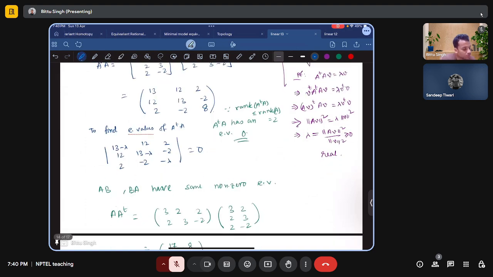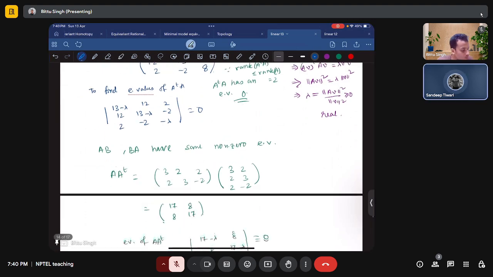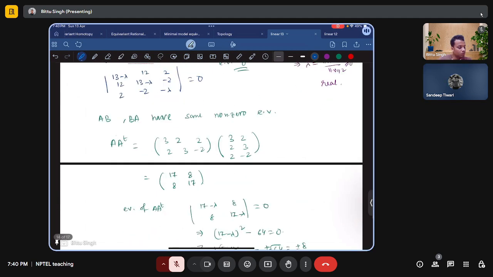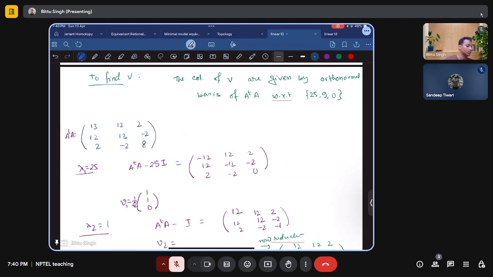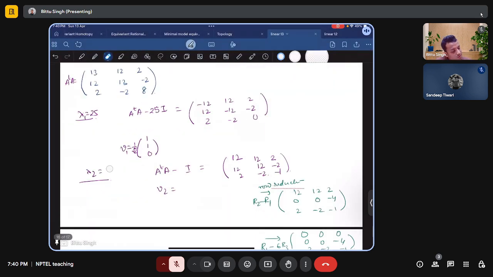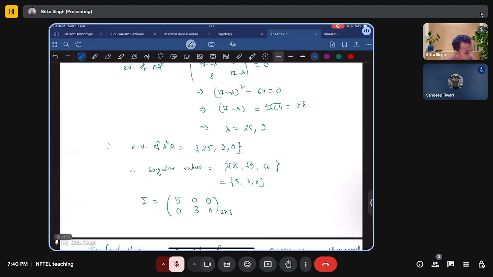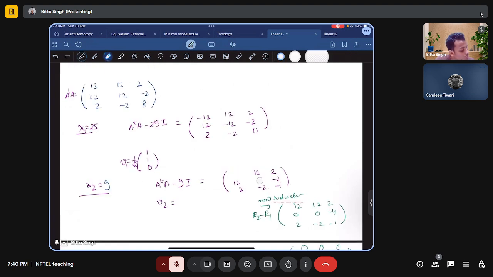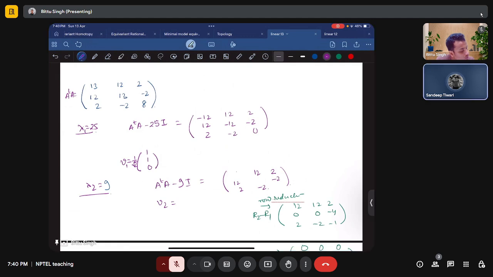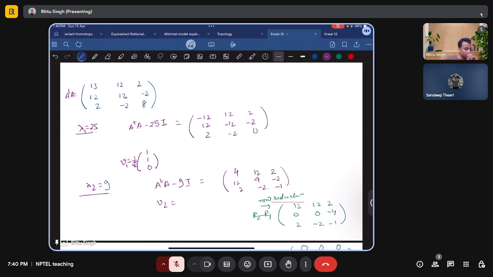That must be 8. So yes, sir, the eigenvalues are correct. Previously it was 17, so we need to change it, make it 8. Okay, so lambda 2 must then be 9. Is it 9? Yes, 9. Yes, sir. So again we'll compute A transpose A minus 9. So you need to only change the last entry. Yes, last entry minus 2.